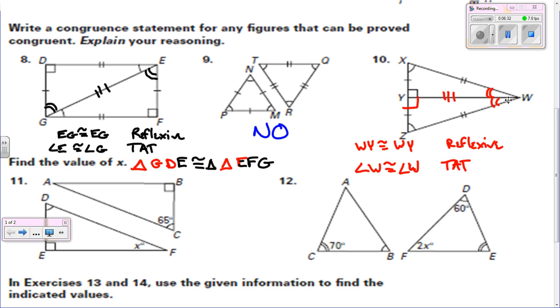So then lastly, you can say triangle WXY is congruent to triangle WZY. That's your answer for number 10.